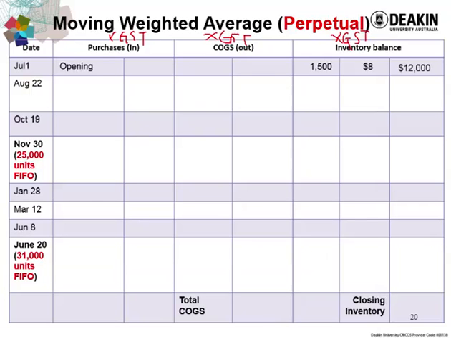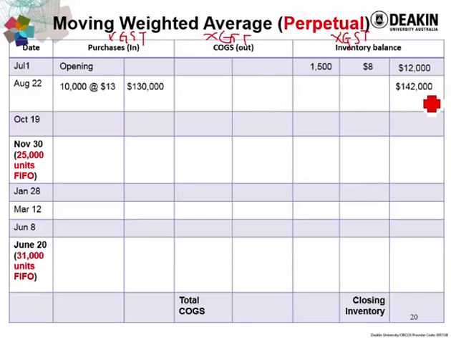So on 1st July, we begin with 1,500 units at $8 each. The total opening inventory balance is 12K. On 22nd August, we purchased 10,000 units at $13 each. Every time we make a new purchase, we will recalculate the unit cost. So we use the total dollar value for the stocks on hand, which is 142K. And how do you get 142K? Simply 12K plus 130K.